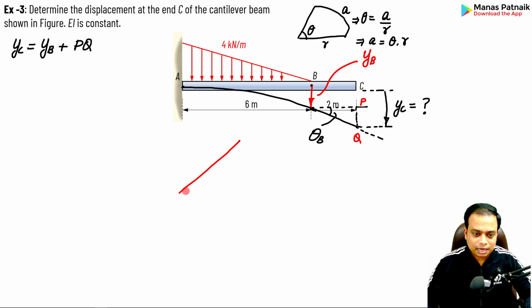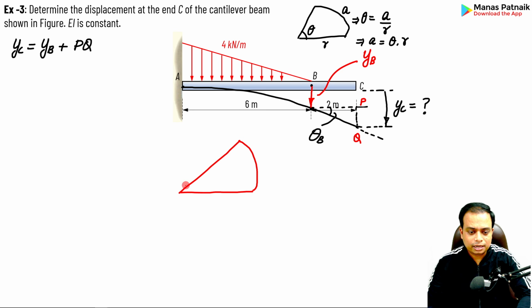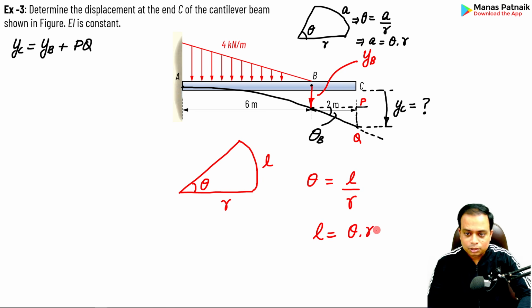Let's say this and this is part of a circle, and the angle subtended is theta. This is r and this is the arc length. So you know a relationship that says theta is equal to arc length over radius, or arc length is equal to theta times the radius. Following this philosophy, you can figure out theta B.